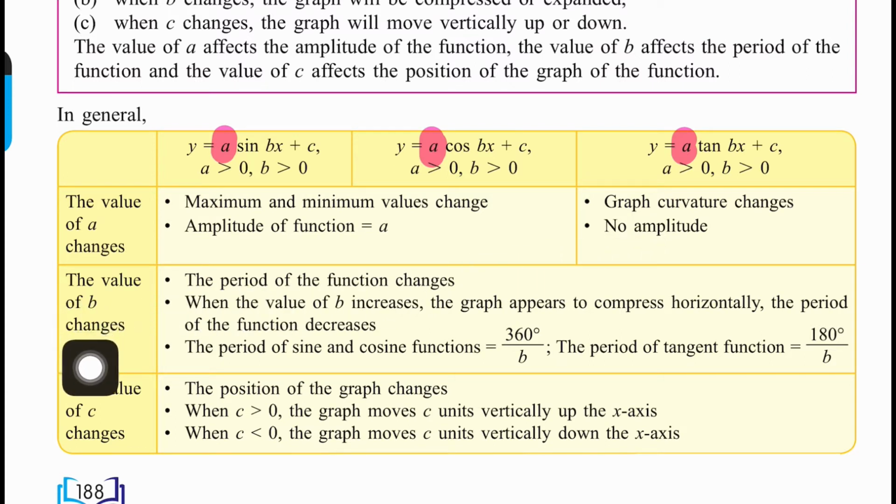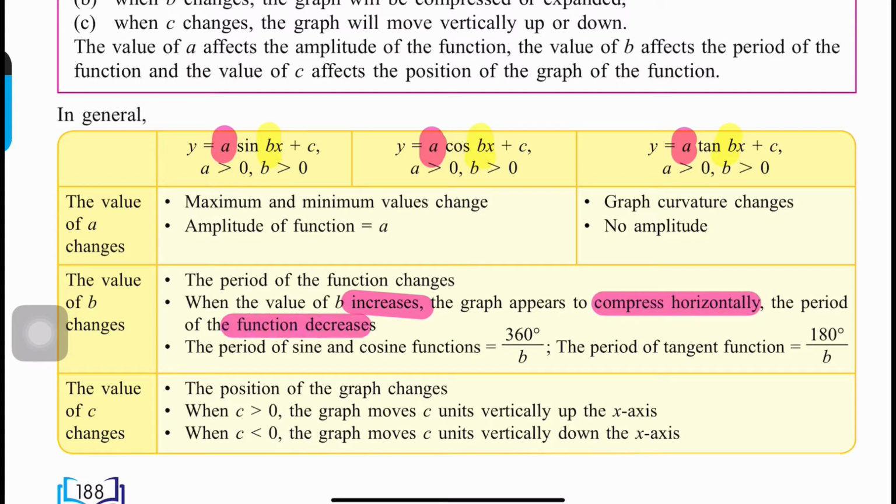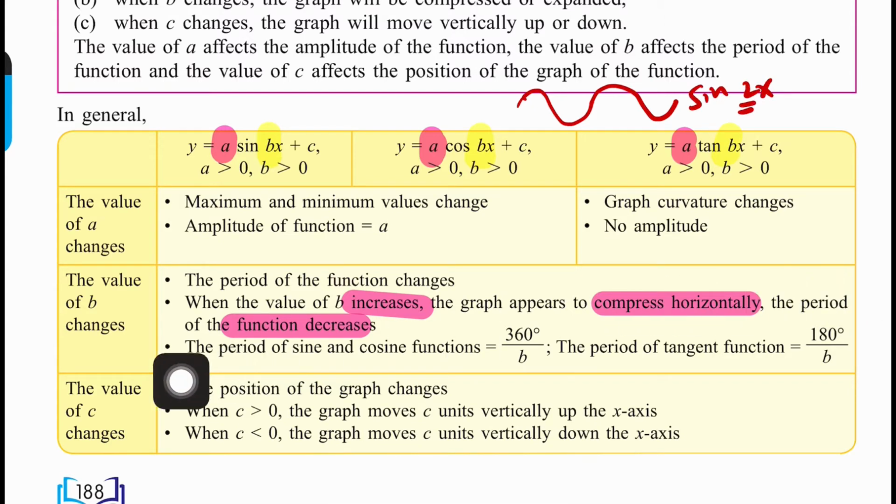Next, the value of B changes. B ini adalah mewakili period. So B is representing the period of the function. When the value B increases, tengok sini, the graph appears to compress horizontally. The period of the function decreases. Nanti kita tengok contoh. B ni sebenarnya berapa kali cycle dia. Contoh, if you have y equals sin 2x, 2 kali lah cycle dia tadi. Macam ni, satu cycle, lepas tu 2. Ini maksud dia sin 2x. 2 ni mewakili berapa period dia. The period of sine and cosine function, kita boleh kira sebagai 360 divided by b. The period of tangent function is 180 divided by b.